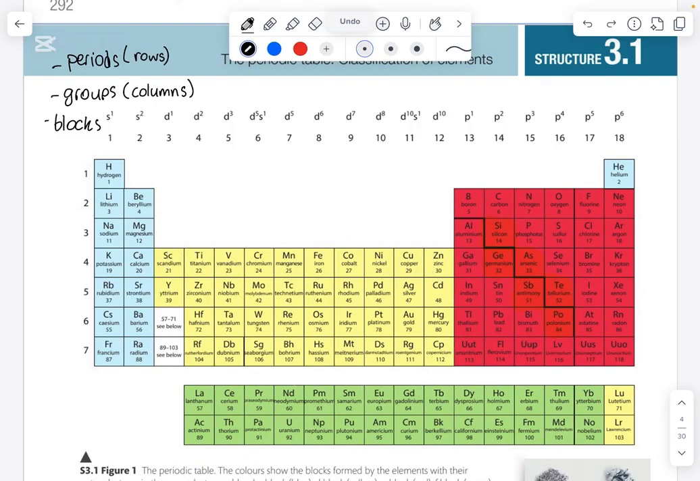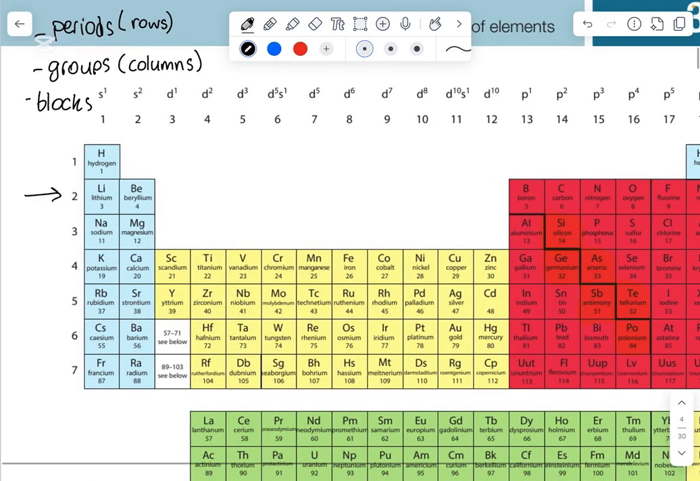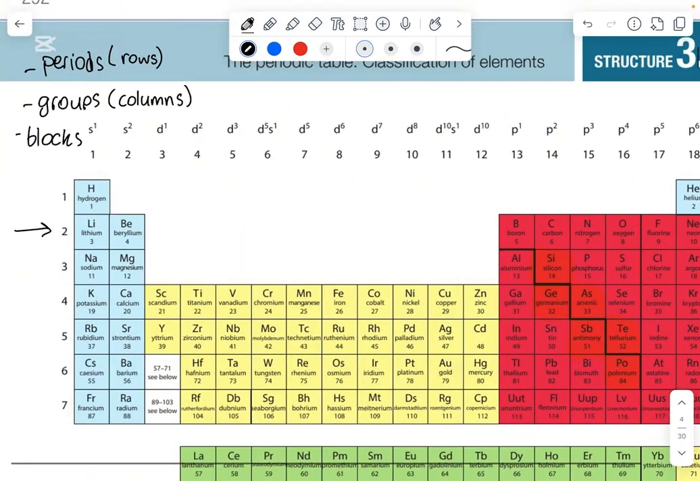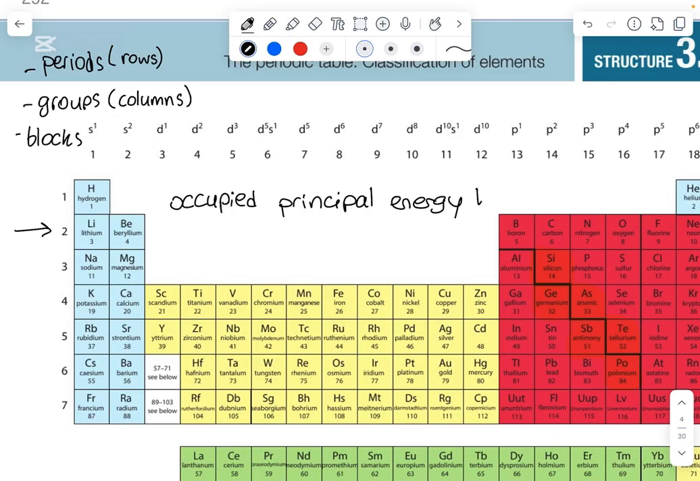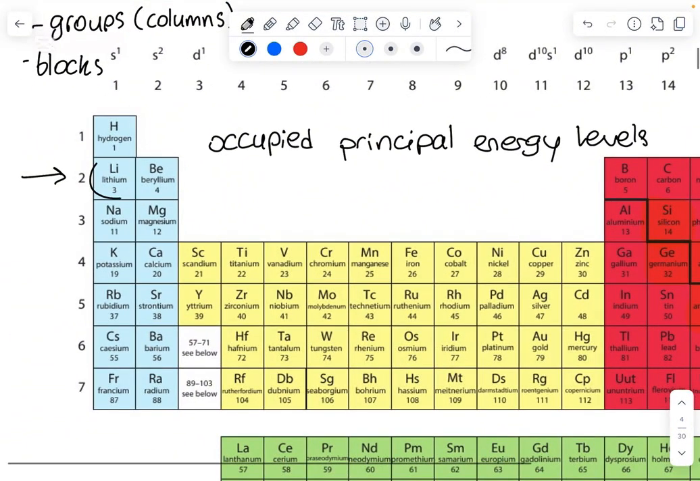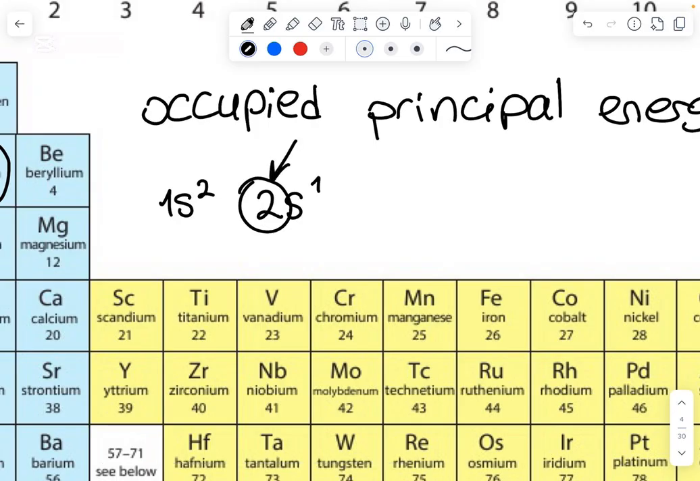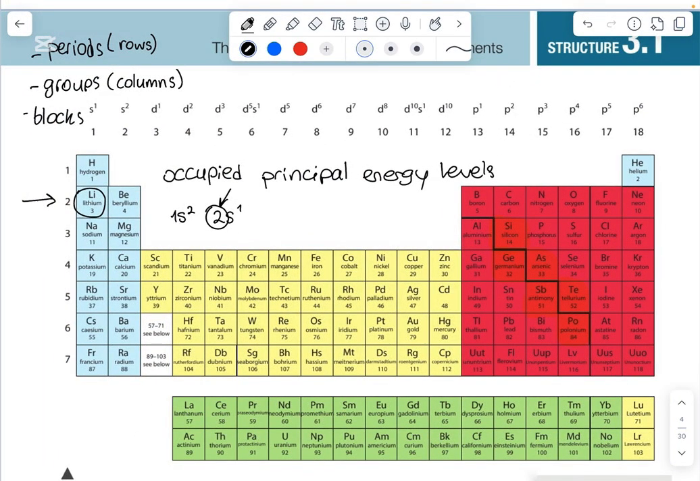Let's talk about the periods first. The periods are primarily characterized by elements that have the same number of occupied principal energy levels. What does that mean? So let's talk about lithium. The electron configuration of lithium is 1s2, 2s1. This means that the coefficient of 2 over here is going to give us the period number.